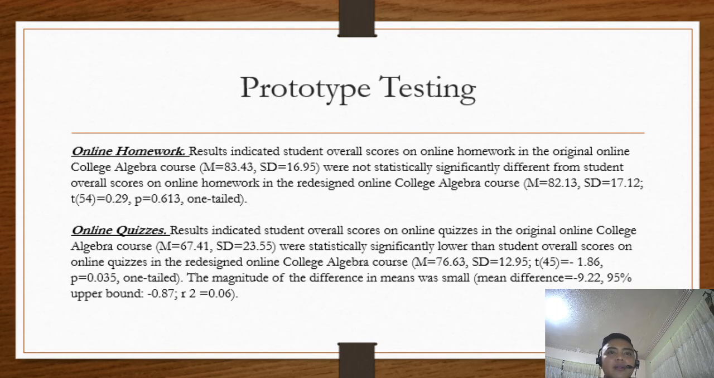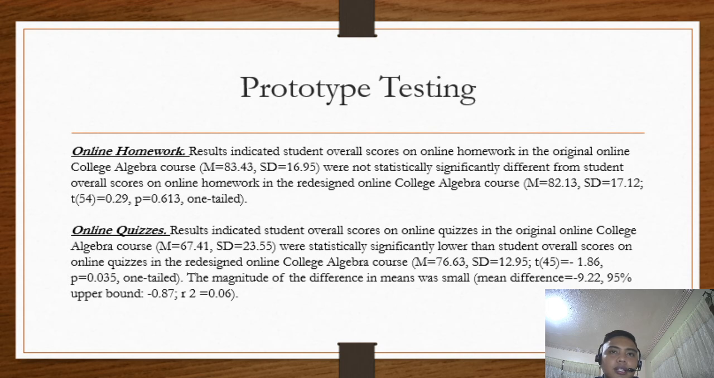Okay. Now online quizzes. So results indicated students' overall scores on online quizzes in the original online college algebra course were statistically significantly lower than students' overall scores on online quizzes in the redesigned online college algebra course. The magnitude of the difference in means was small. Okay, so as you can see the percentage there, we have it there.